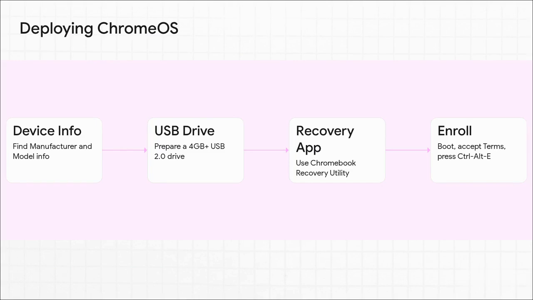Because the whole system is so incredibly lightweight, the installation procedure is surprisingly simple. For IT admins managing hundreds of devices, deploying a chromeOS image just requires a standard USB 2.0 drive with at least 4 gigs of space. You just use the Chromebook recovery utility to build the image, boot the device, and connect to Wi-Fi.